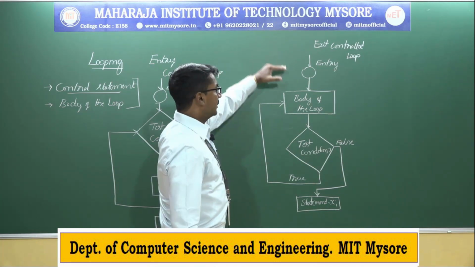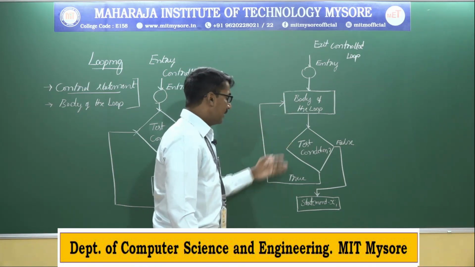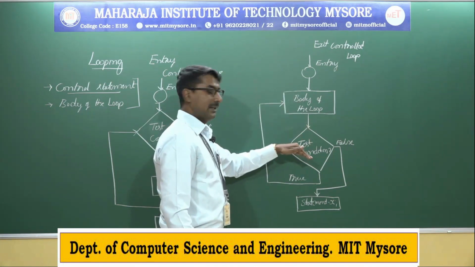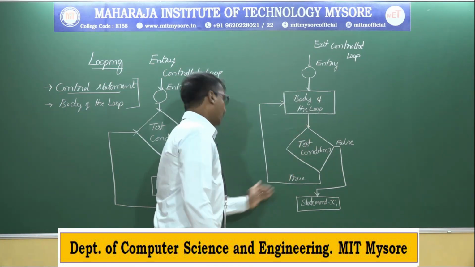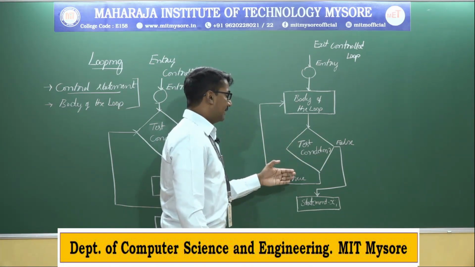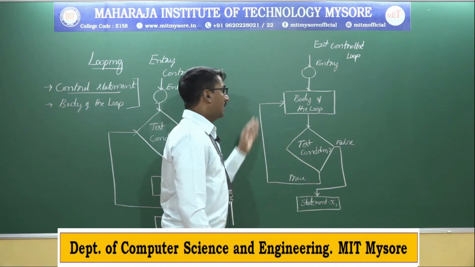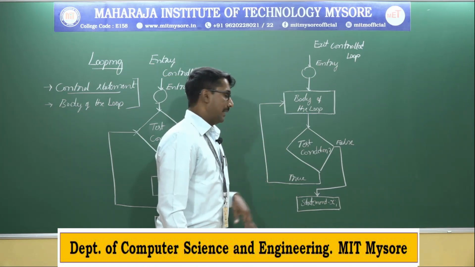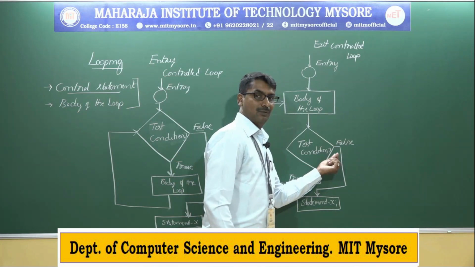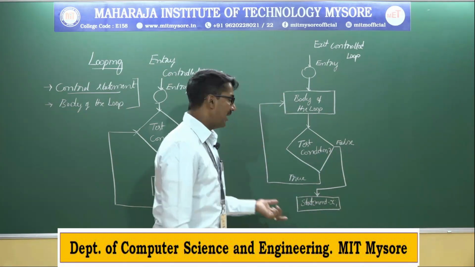So here first the body of the loop will execute, later the condition will be checked. If the condition is true, the body of the loop will execute again, then the test condition will be checked. If the test condition is true, once again it goes back to the body of the loop. This process will iterate until the condition becomes false. Once the condition becomes false, the control is transferred to statement X.